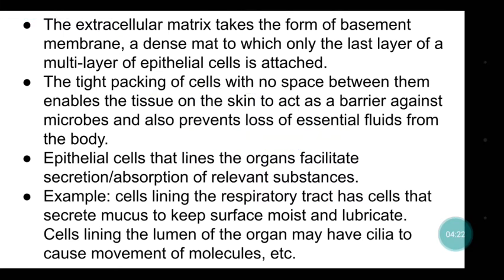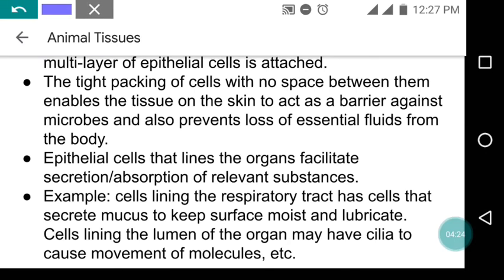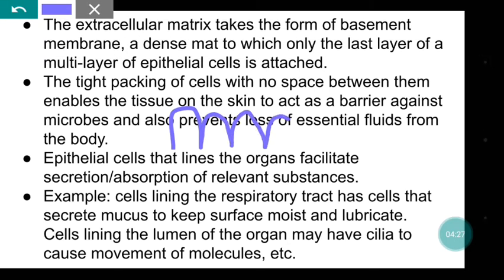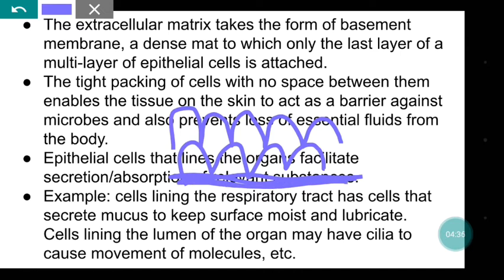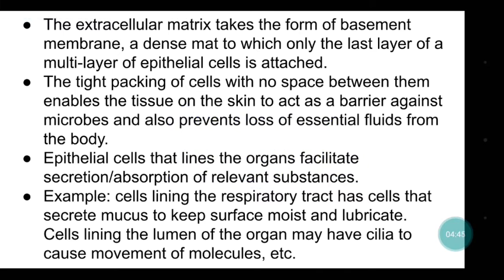If there are multiple layers of epithelial cells, suppose this is one layer, this is another layer, like this, then below the last layer there will be the basement membrane, that is the extracellular matrix. The extracellular matrix takes the form of a basement membrane, a dense mat to which only the last layer of a multi-layer of epithelial cells is attached. So the last layer will be attached to the basement membrane.